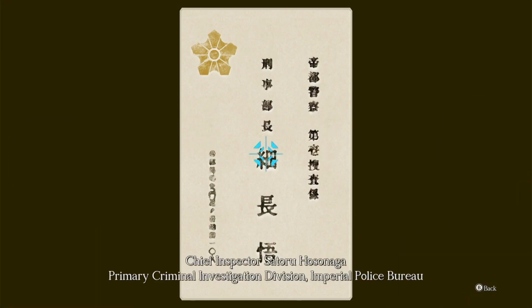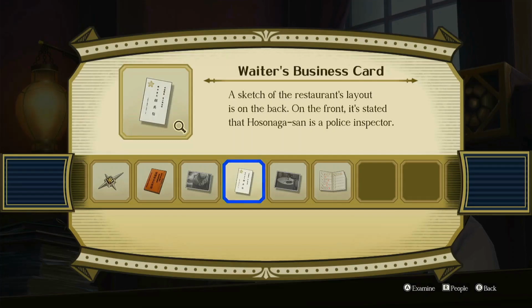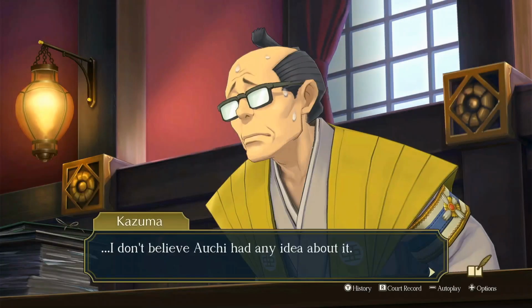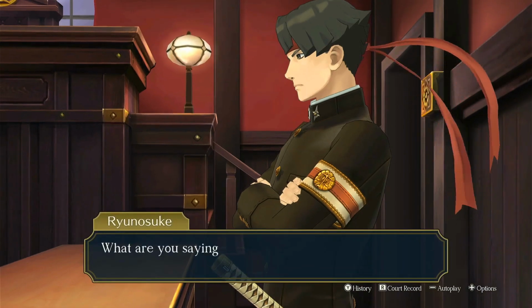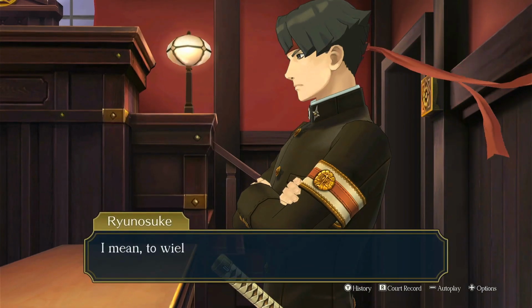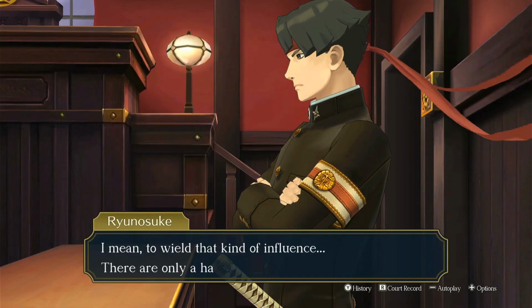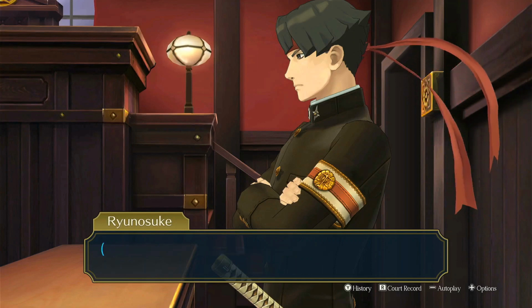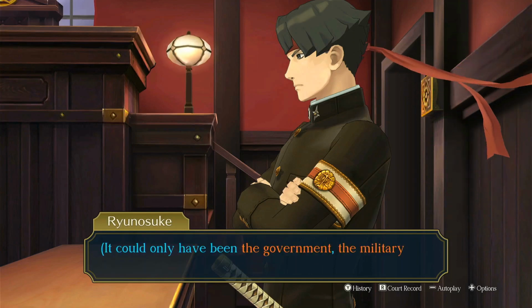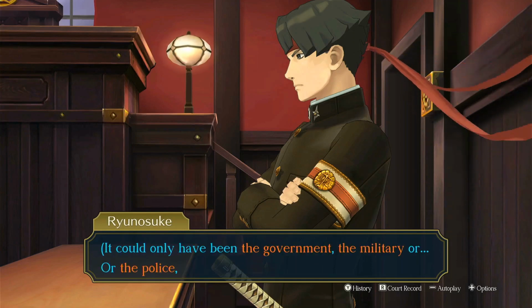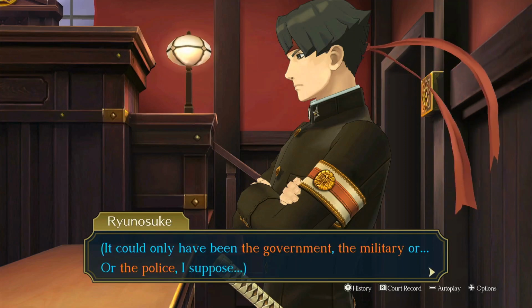Clever of the game to do that behind your back. Like, not even pointing it out for you or anything. They just... What are you saying? I mean, to wield that kind of influence, there are only a handful of possibilities. It could have only been the government, the military, or the police, I suppose.